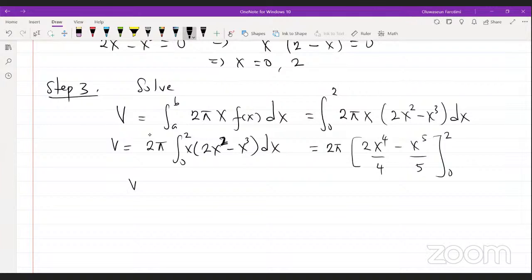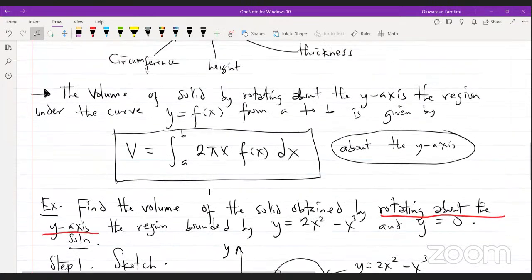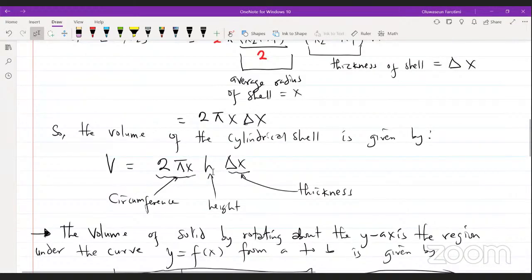Okay, so my volume becomes 2 pi multiplied by 8 over 5. And this is exactly what, guys? This is 16 pi over 5. The important thing here is to be able to determine what your shell height is. Let's go back to the formula so I can show you. We have the shell height, this h, and we're interested in the thickness as well. Those are important.